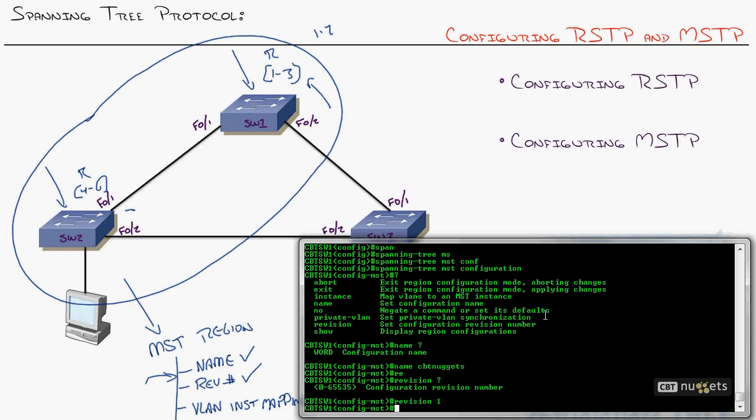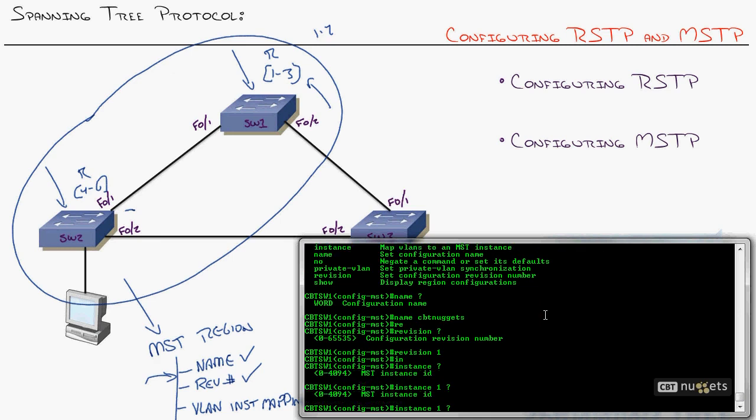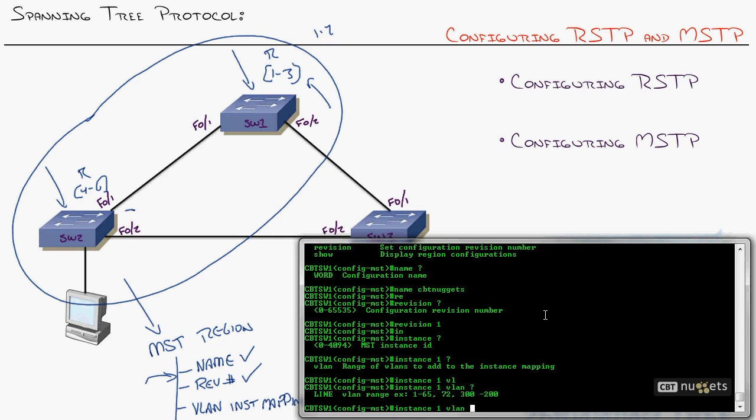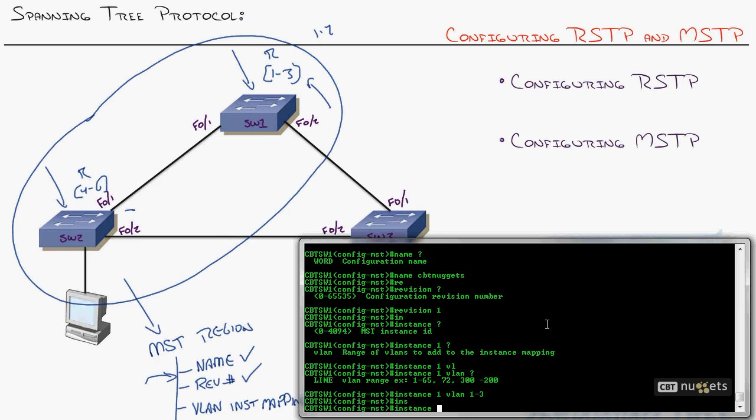So revision 1, and then this is the big part. We're going to do our instance mappings. So I'm going to say instance, and you can see what is your instance ID. I'll say instance 1 will be VLAN 1 through 3. Seeing what I'm doing here? I'm defining the different groups of VLANs that will use a common spanning tree topology, right? One instance of spanning tree for those 3 VLANs. So instance number 2, you see where I'm going here, right? Instance 2 will be VLANs 4 through 6.